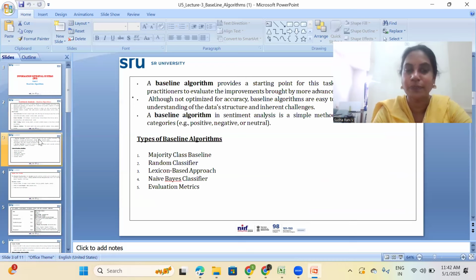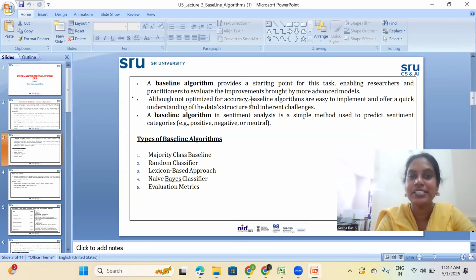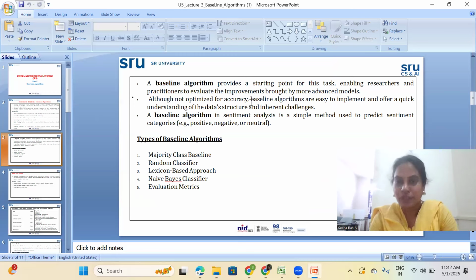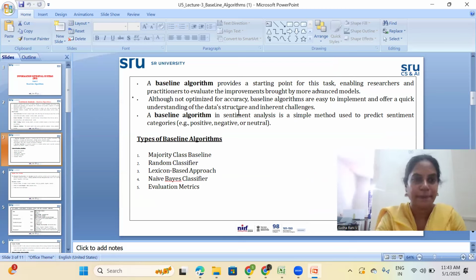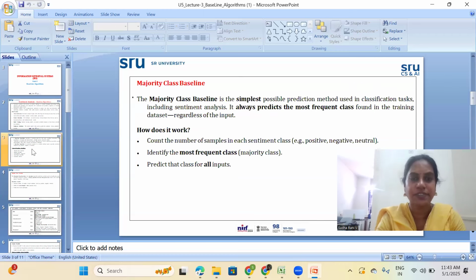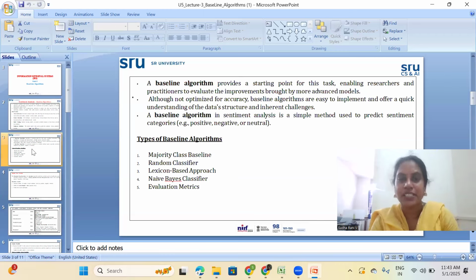Now again coming back to baseline algorithms. A baseline algorithm in sentiment analysis is a simple method used to predict sentiment categories, either positive or negative. So in sentiment analysis, we use baseline algorithms to do the positive and negative classification. Here we have the baseline algorithms: majority class baseline, random classifier, lexicon-based approach, Naive Bayes classifier, and evaluation metrics.